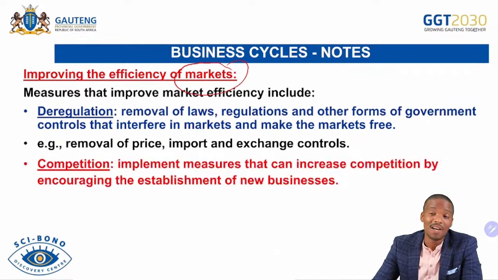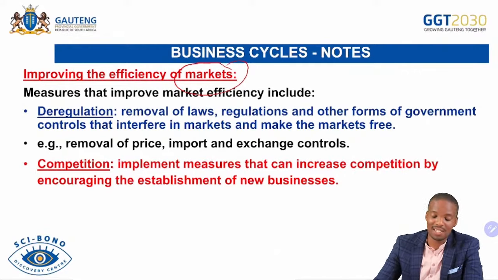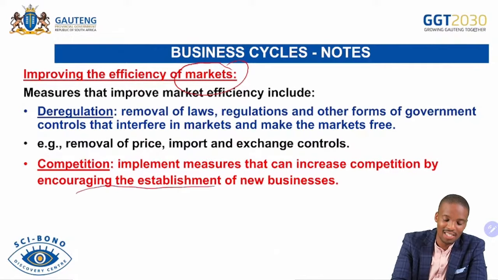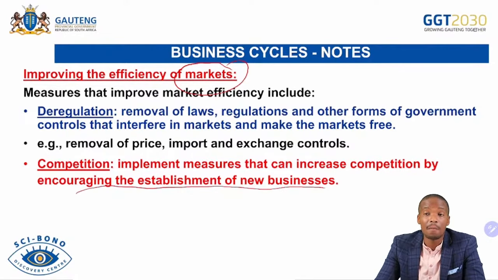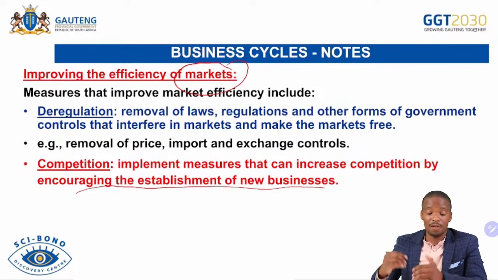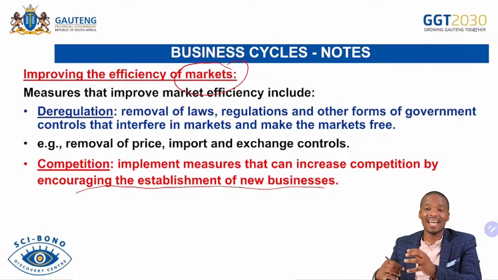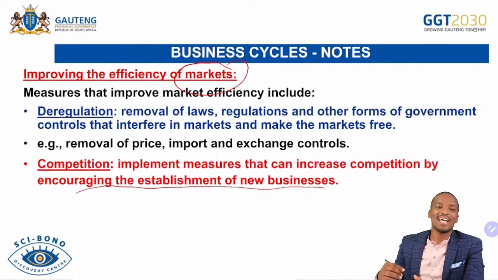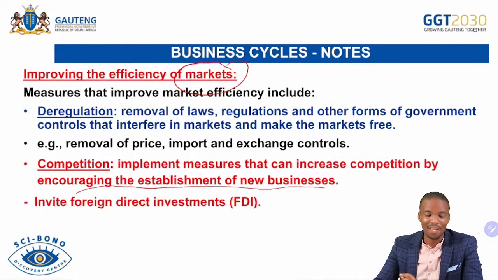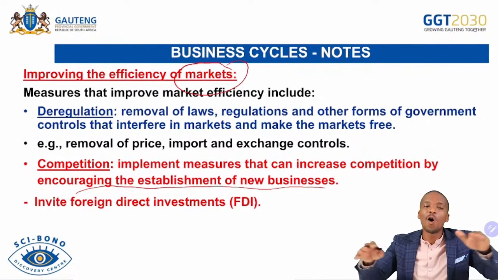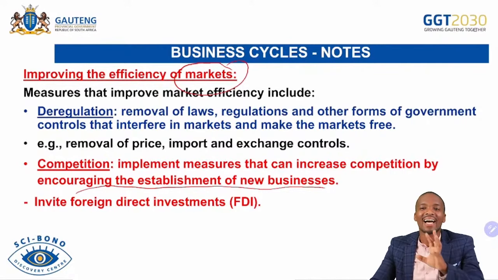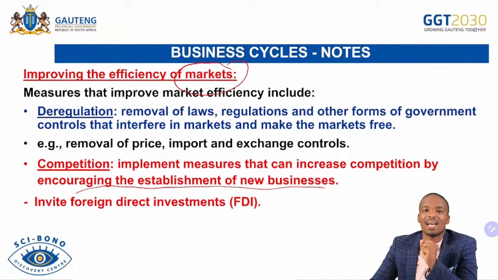The other one is competition. Implementing measures that can increase competition by encouraging the establishment of new businesses. So therefore, if our competition is at a measurable level, there is no one who's got an upper hand more than the other. We will be able to have efficiency of markets. We'll have more goods and services that are available rather than creating monopolies, rather than creating oligopolies, where you'll find that a certain product is only supplied by one person and there is no competition.